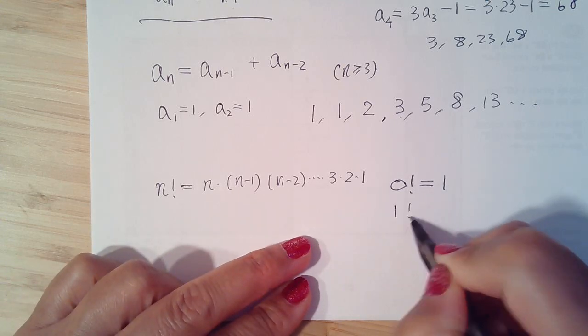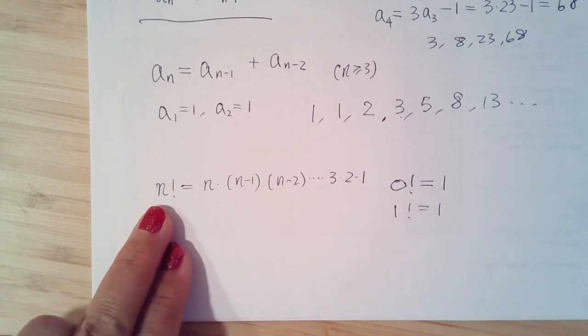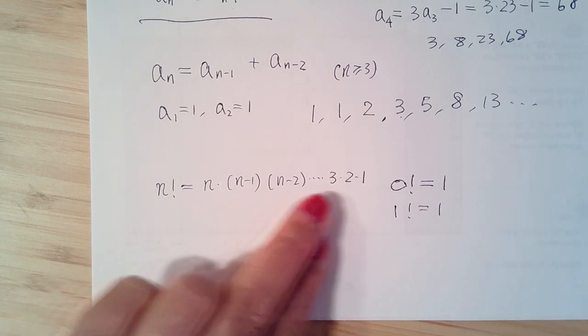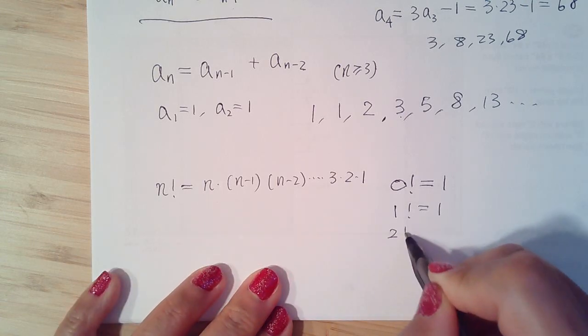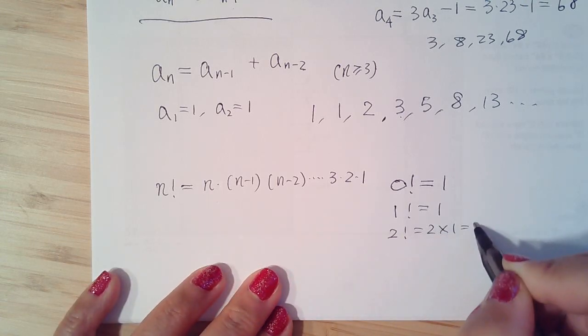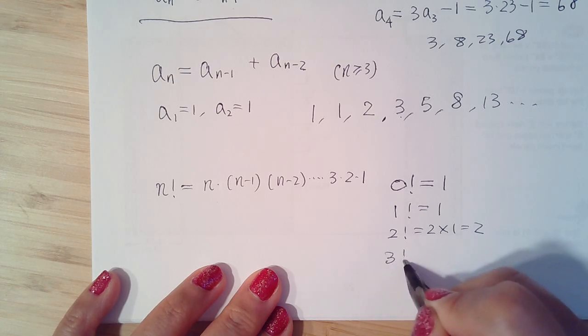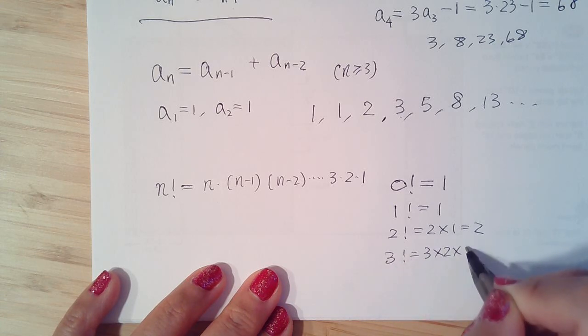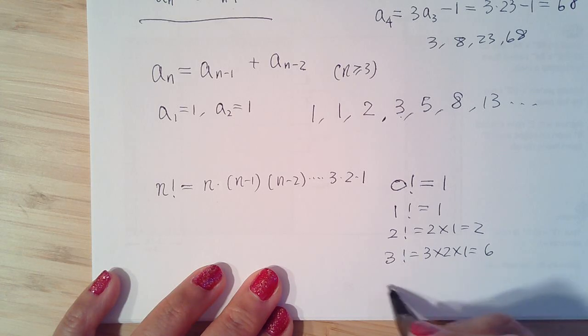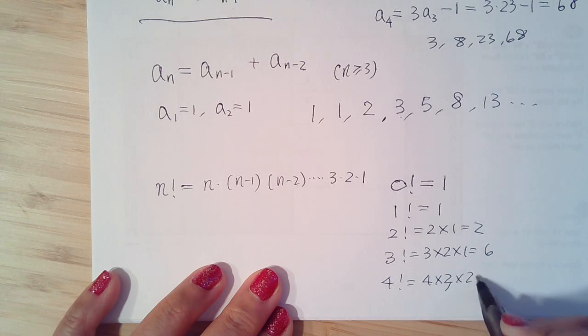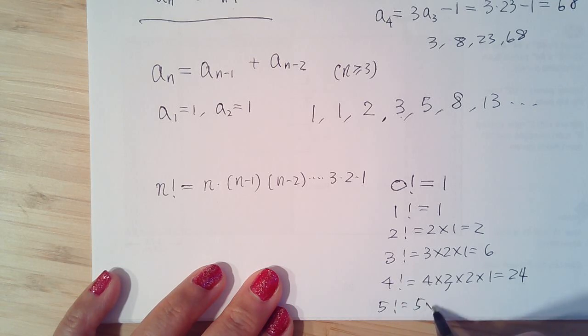Then 1 factorial is 1, because n equals 1. So 1, and you stop. You just start, then you stop. And 2 factorial will be 2 times 1, which is 2. Okay? And 3 factorial will be 3 times 2 times 1, which is 6. Okay? 4 factorial should be 4 times 3 times 2 times 1, which is 24. And 5 factorial is 5 times 4 times 3 times 2 times 1. That's 120.